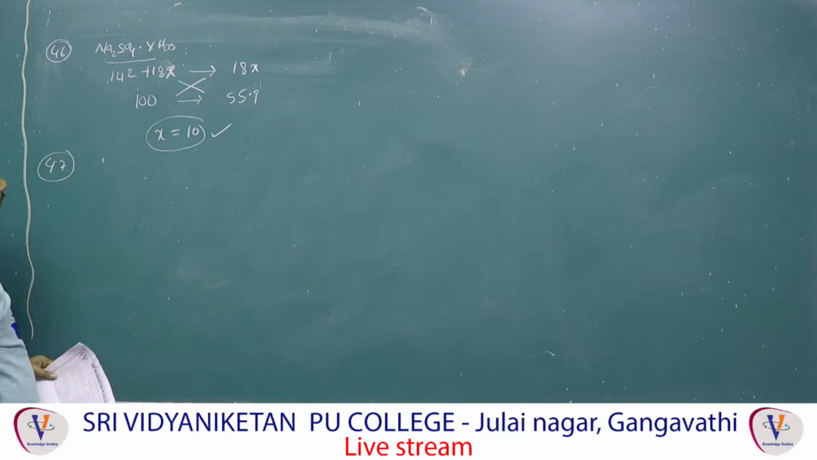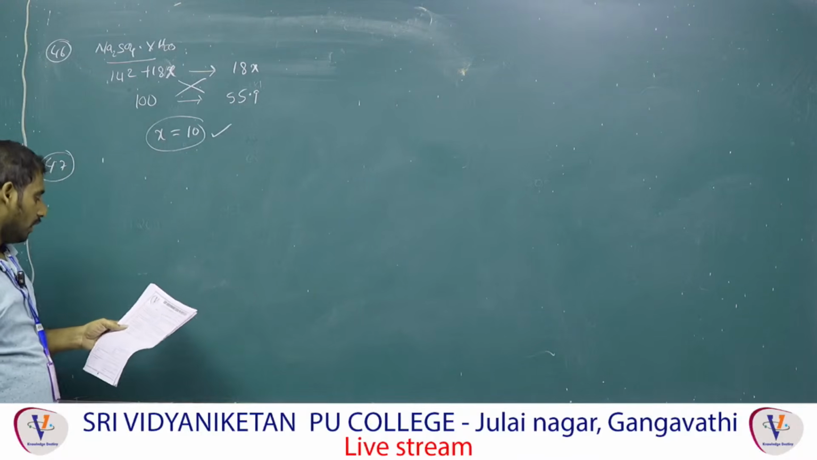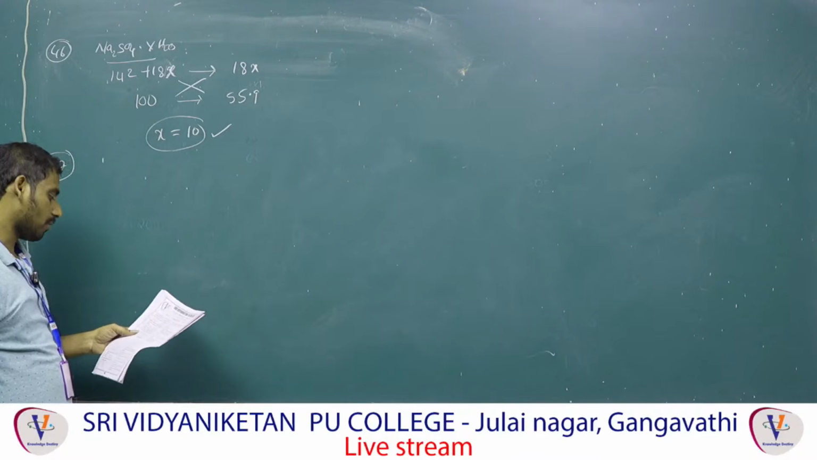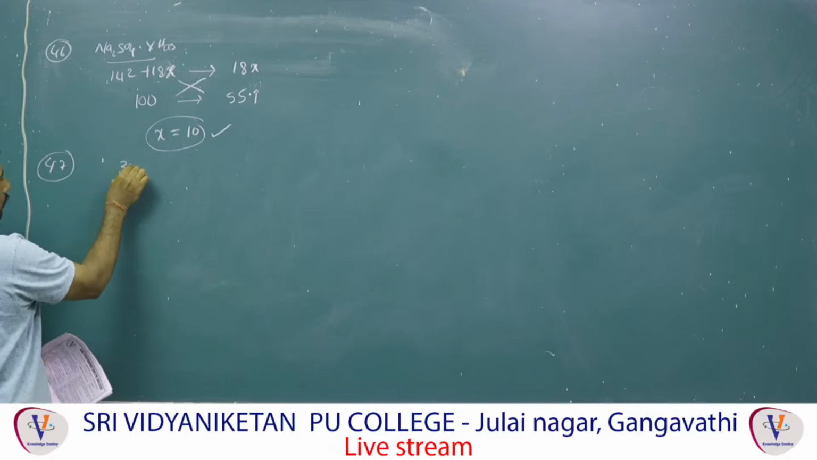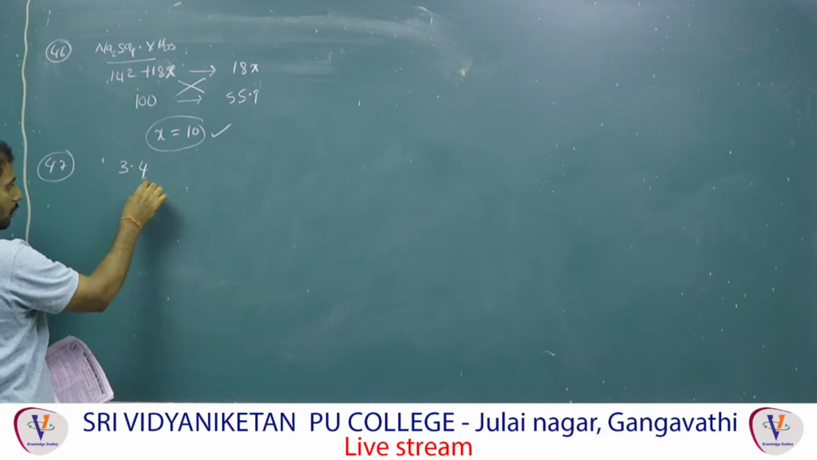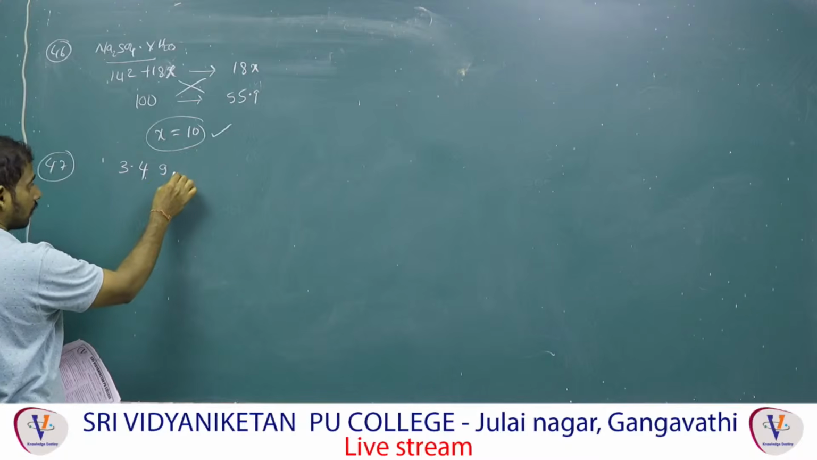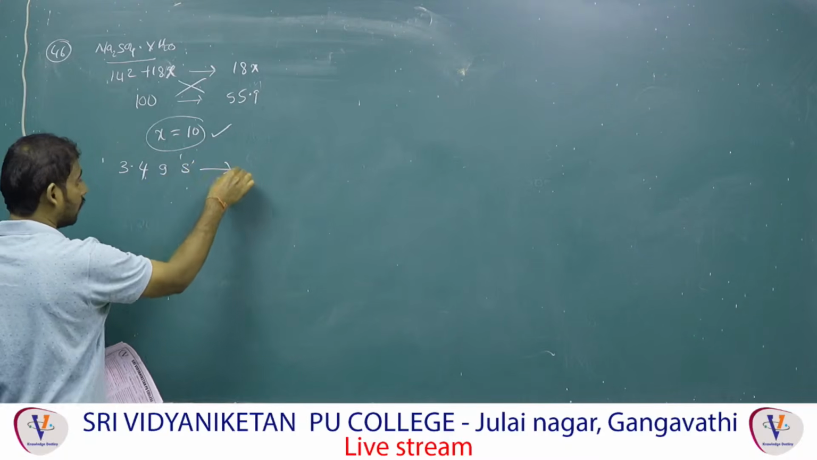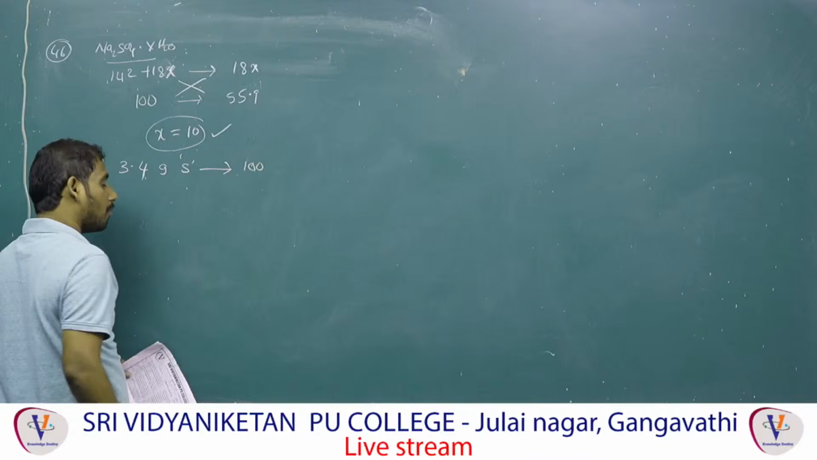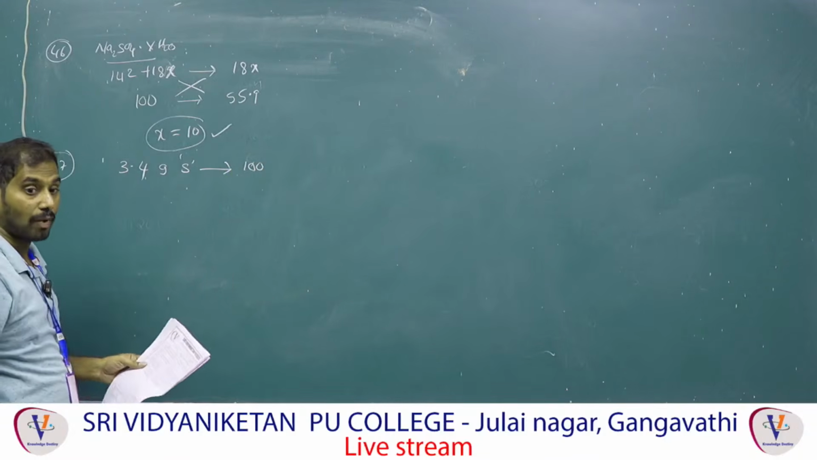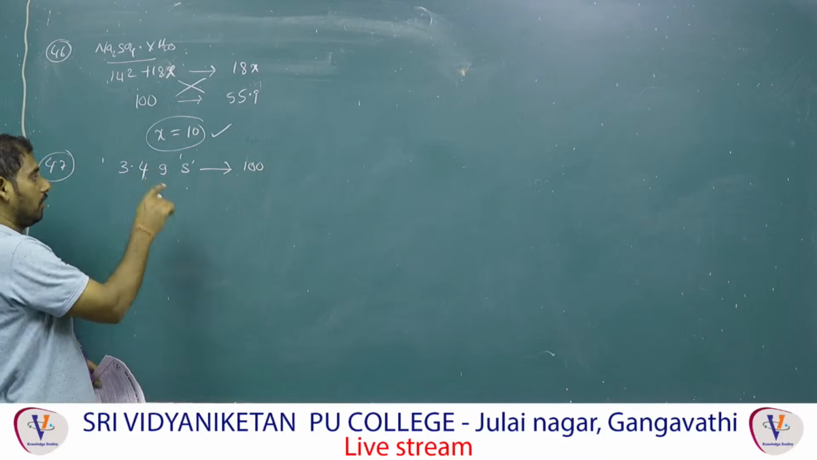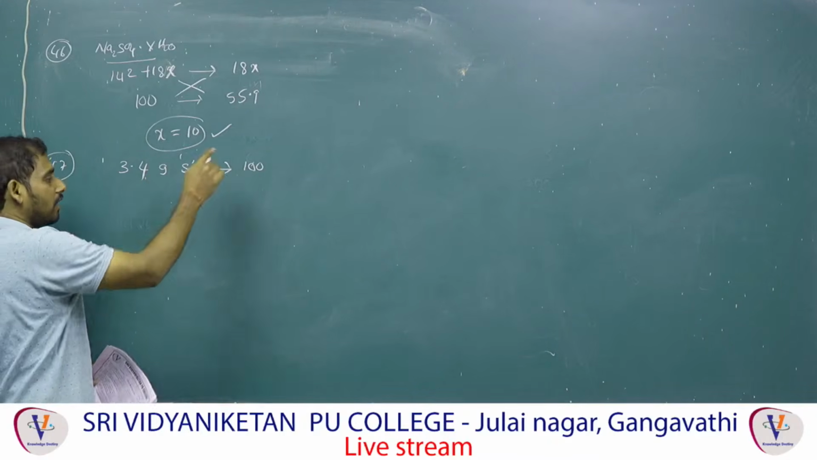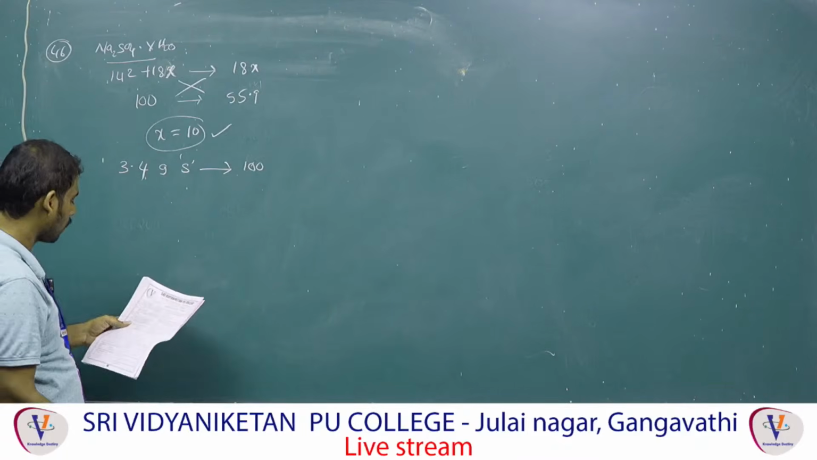Next, 47. Insulin contains 3.4 percent of sulfur by mass. That means 3.4 gram of sulfur is present in 100 gram of the compound. That is the meaning of by mass, weight by weight. 3.4 gram of sulfur in 100 gram of the compound.